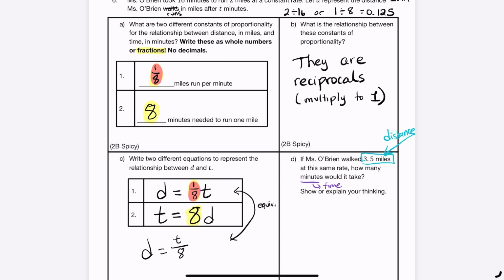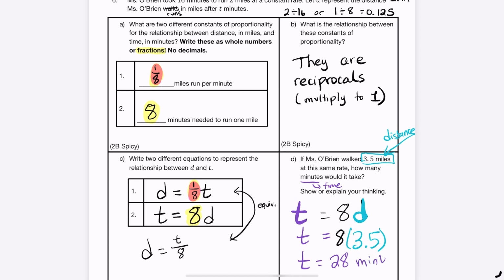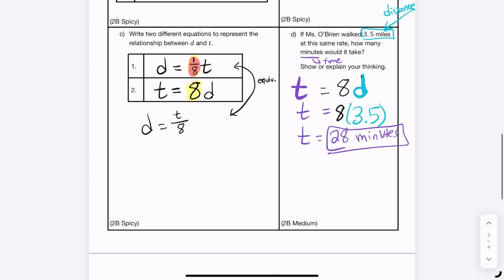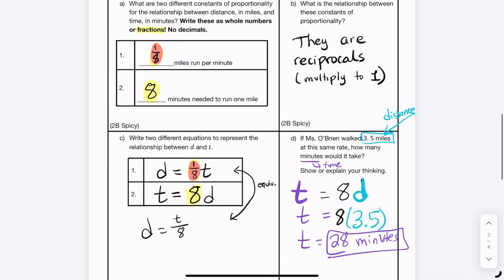So I'm going to use my equation time equals 8 times d here, because time is what I want to find. And to get it, I take my distance, 3.5, and I multiply by my constant of proportionality, which is 8. Multiply, and this is going to be 28 minutes when I multiply this. Okay, so that's another example of this medium level, because you have to use an equation and substitute in what you know.